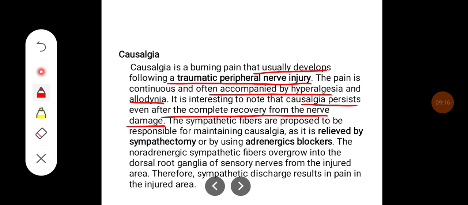The sympathetic fibers are proposed to be responsible for maintaining causalgia, as it is relieved by sympathectomy or by using adrenergic blockers. The noradrenergic sympathetic fibers overgrow in the dorsal root ganglia of sensory nerves from the injured area. Therefore, sympathetic discharge results in pain in the injured area.